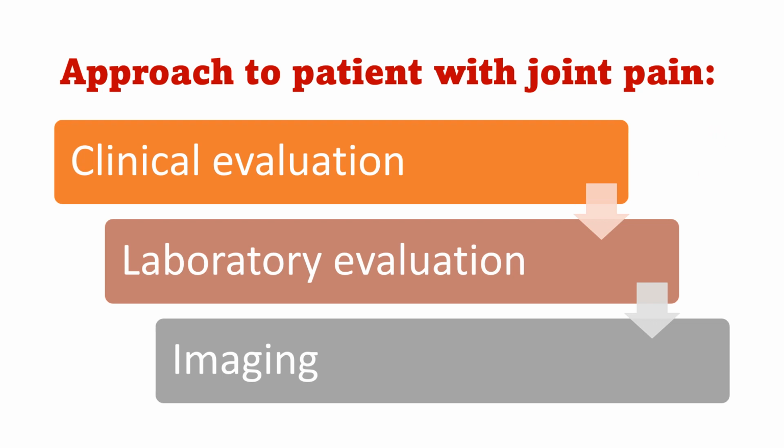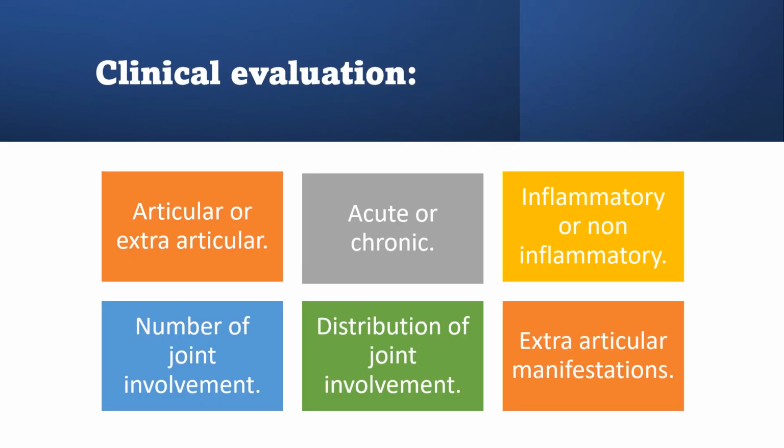Now we will start with the approach to joint pain. When we have a patient with joint pain, how can we reach the diagnosis? We will start, of course, with the clinical evaluation. Then we will do some laboratory investigations and imaging for the patient. As regards the clinical evaluation, which is the most important item of evaluation of patients with joint pain, we will ask the patient 6 important questions.